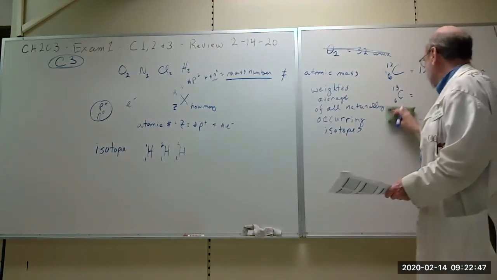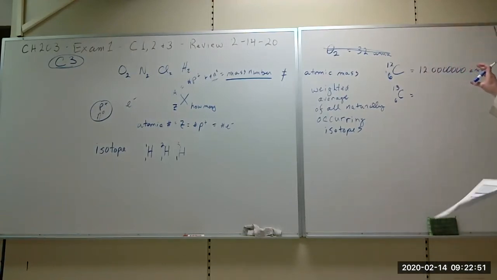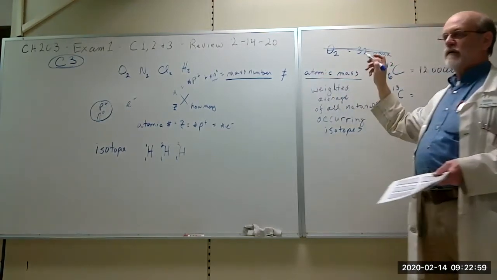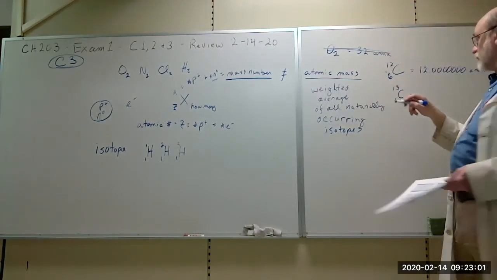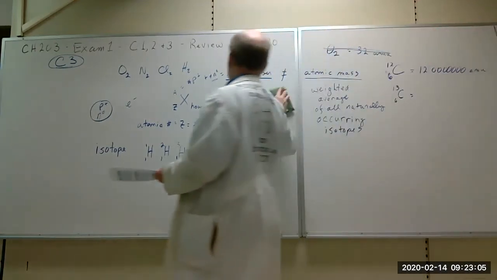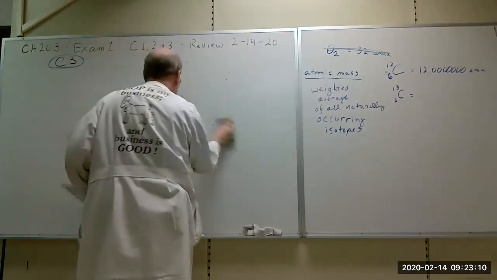So we're only going to use these two to calculate the weighted average of atomic mass for carbon. Right. So this carbon, let's go over here.